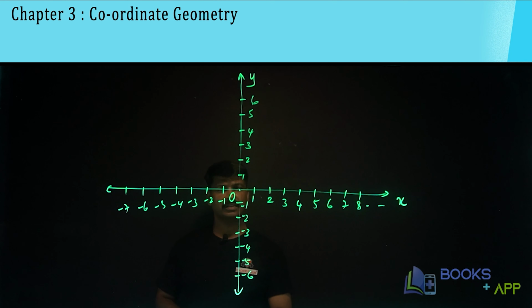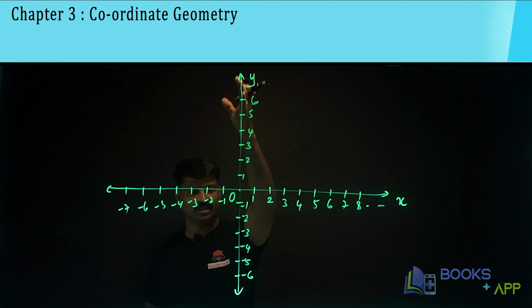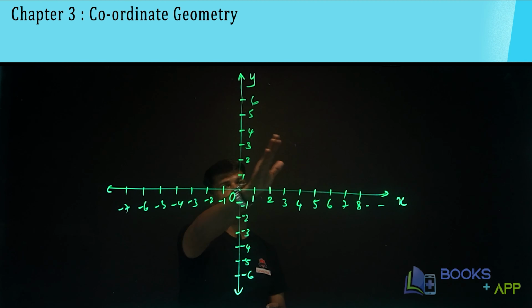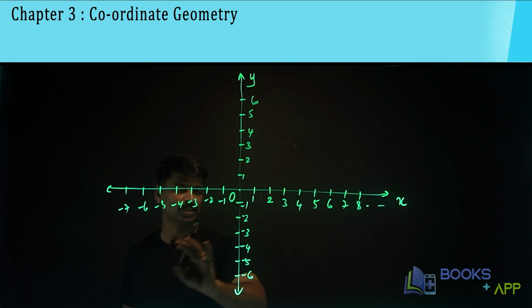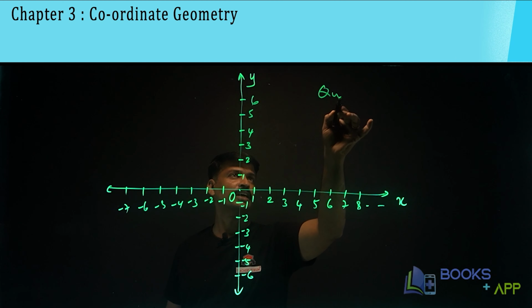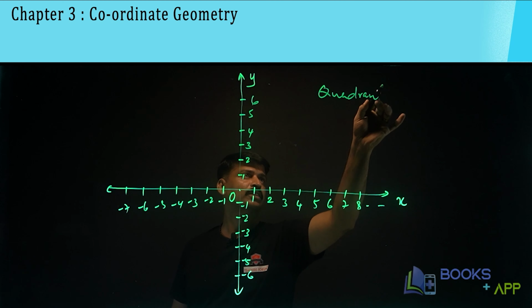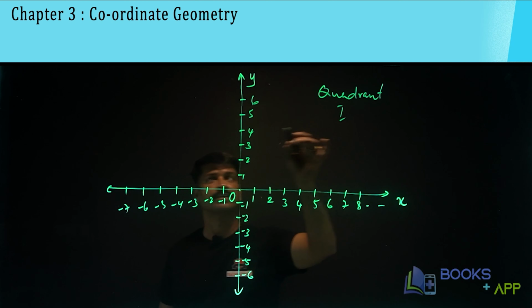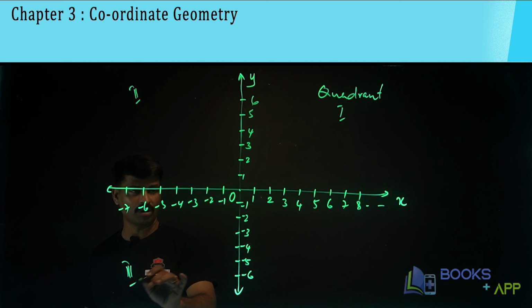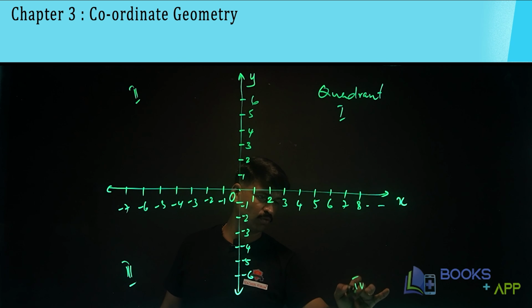You see, this horizontal line and the vertical line divide this plane into 4 regions, region 1, 2, 3, 4. These regions are called quadrants. This is called the first quadrant. This is called the second quadrant. This is the third quadrant, and this is the fourth quadrant.